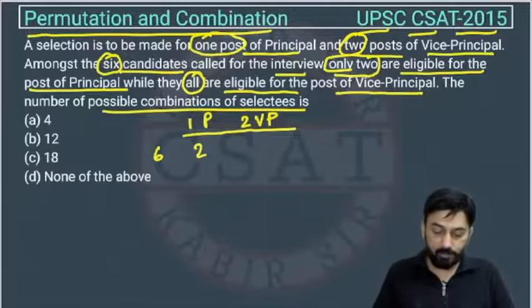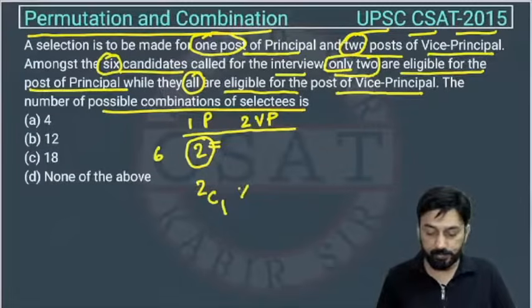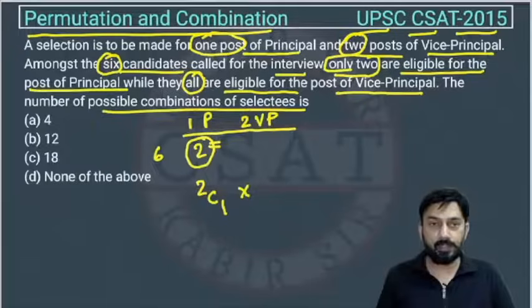So the way to solve it: there are 2 candidates eligible for principal, and out of these 2, one will be selected as principal. So this will be 2C1. Now how many are remaining? One we already selected as principal, so now we have 5.